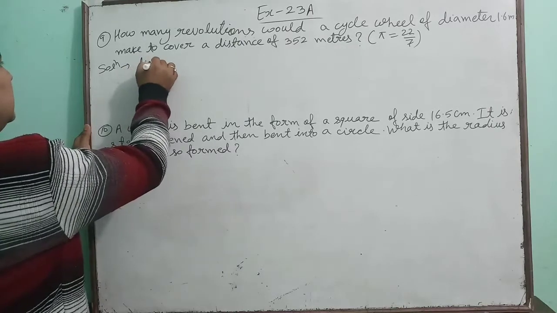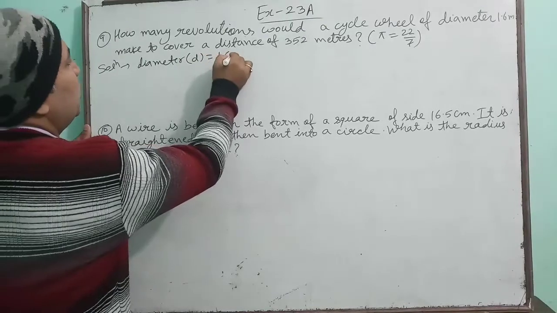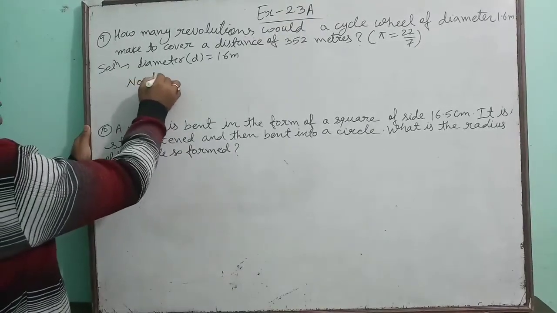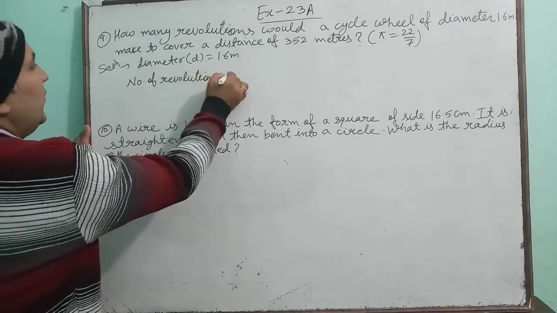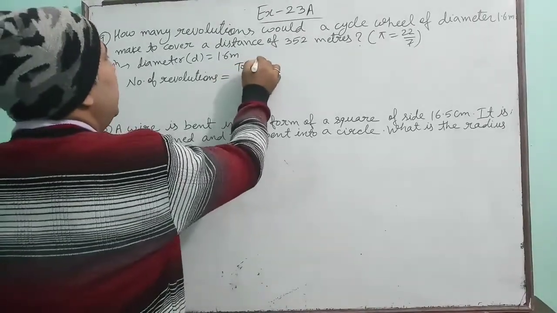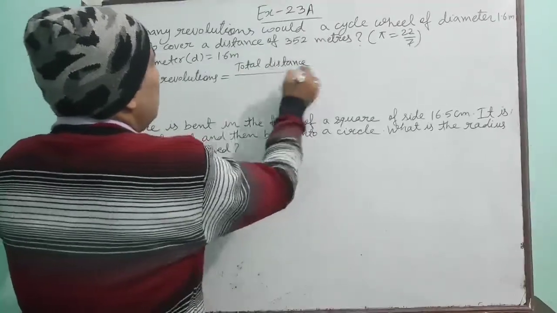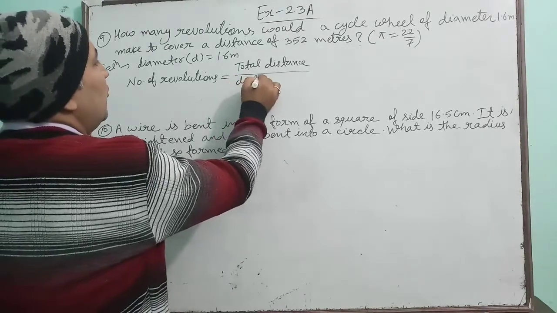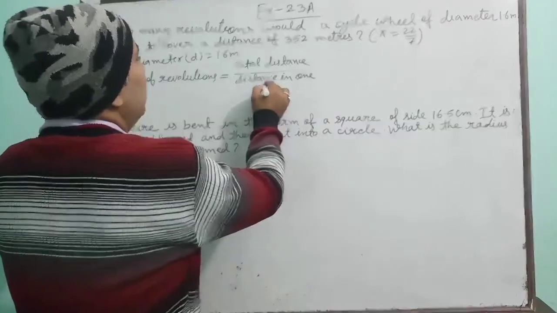See children, diameter is given as 1.6 meter. We have to find the number of revolutions. We know that the number of revolutions can be found by total distance divided by distance in one revolution.